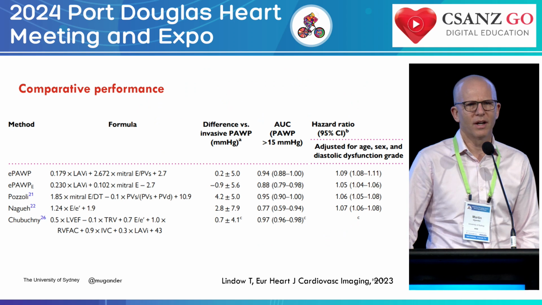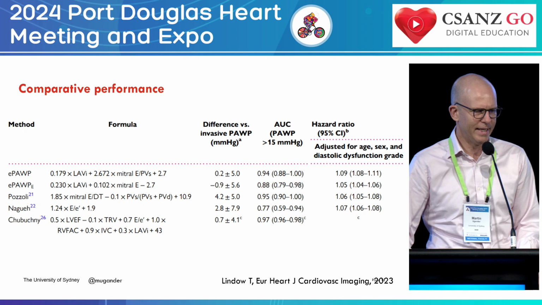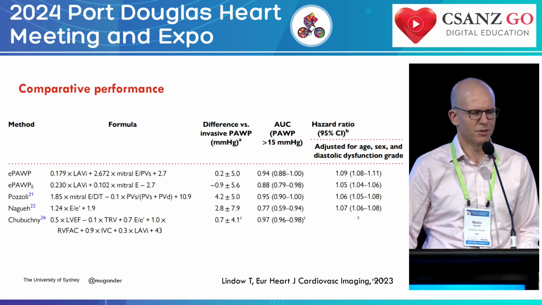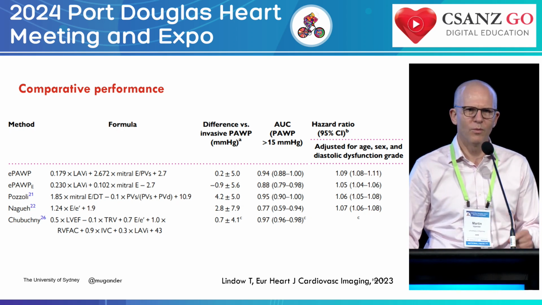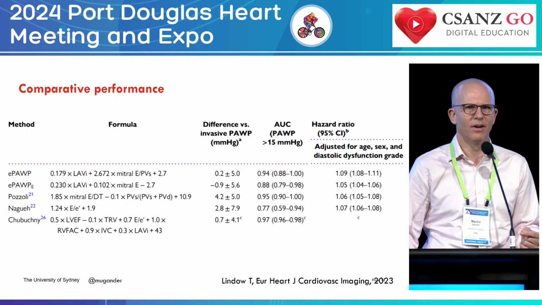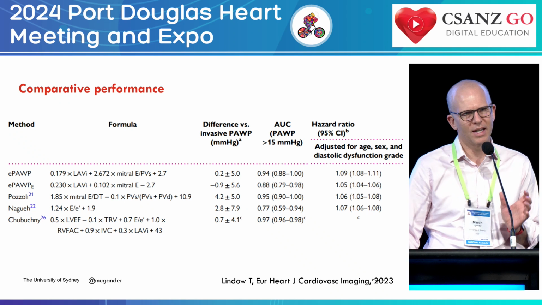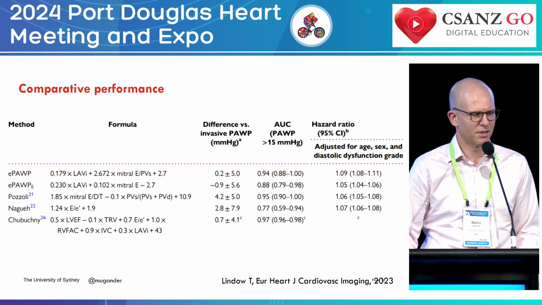How does this compare to the other echo measures we have? Well, here we have on the top row the estimated wedge pressure using E, pulmonary vein S, and left atrial volume, and that shows us a difference of 0.2 plus minus 5, a high area under the curve, and a preserved hazard ratio adjusted for age, sex, and diastolic dysfunction grade. So let's think about that. When we have diastolic dysfunction grade, if we add our estimated wedge by echo, we get more information about prognosis. Diastolic dysfunction grading is very dichotomous, whereas when we get a continuous variable such as wedge, it helps us to get more prognostic information.